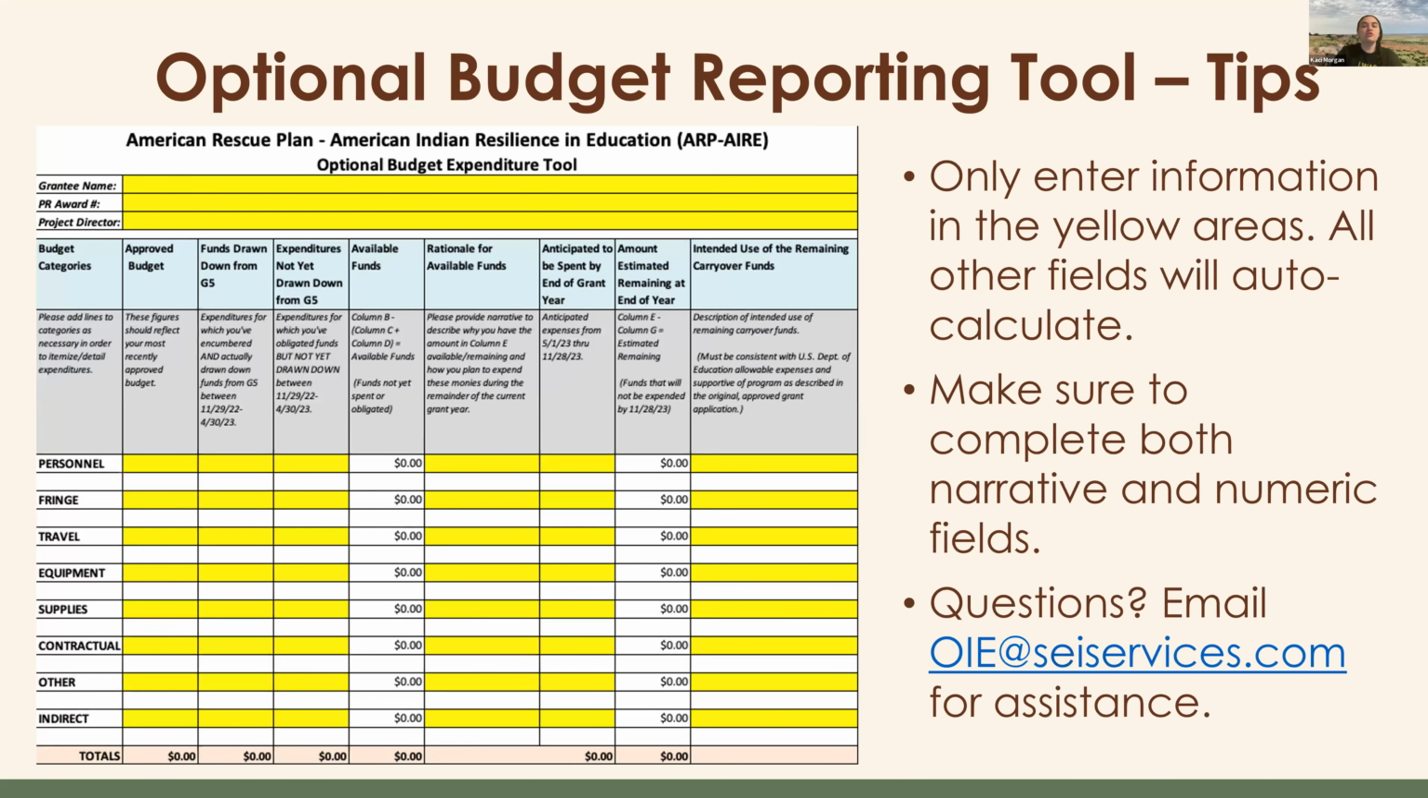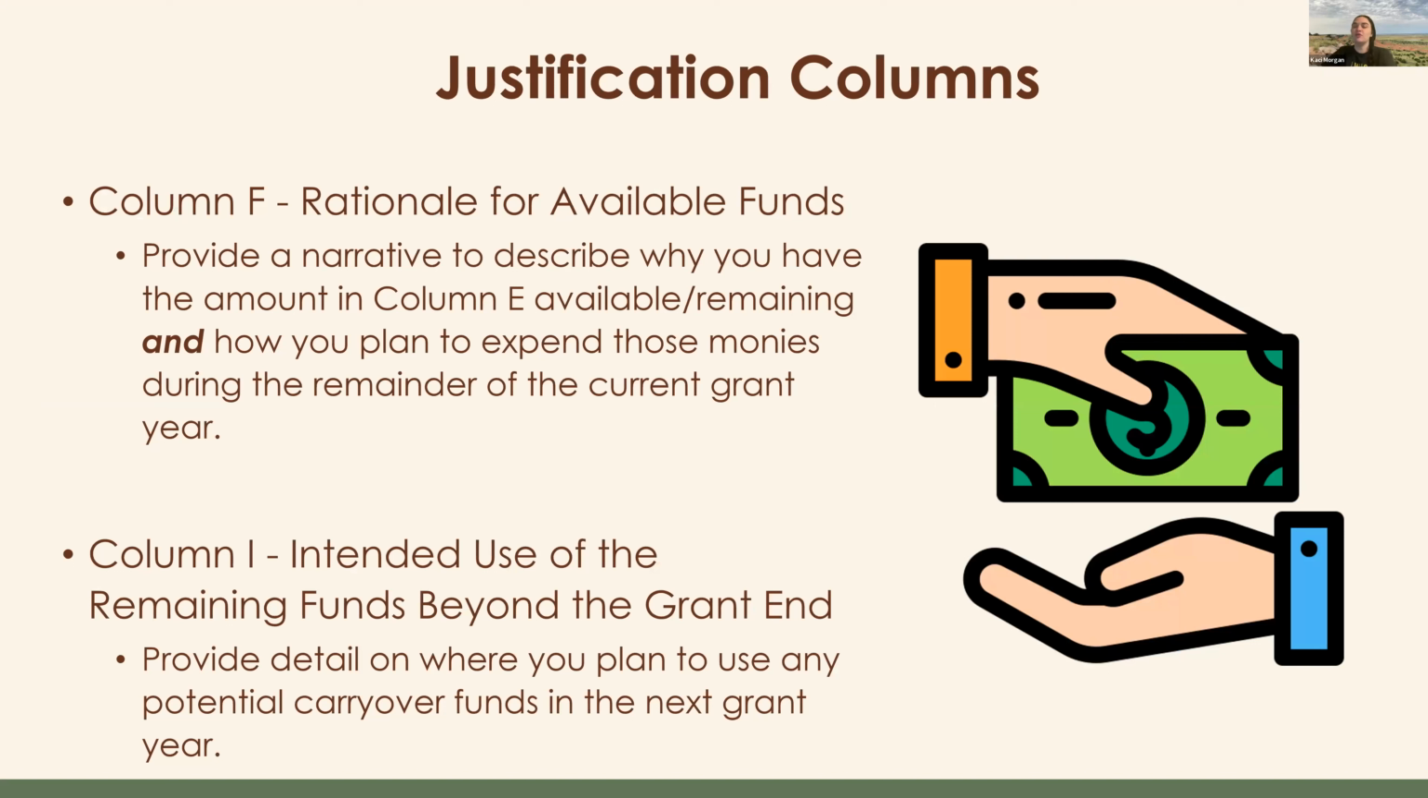When you're using this tool, you only fill out these yellow sections here that you see on the screen. All the other fields will auto-calculate. So they will be locked. Do not be alarmed. Do not try to unlock them. And you don't need to report on specific line items, just the overall categories themselves. So the personnel, fringe, travel, equipment, supplies, contractual, other, and indirect. And then you want to make sure that you complete both the narrative and numeric fields. If you need help with budgeting or filling out the budget form, we can always help you with that as part of coaching. In those justification columns, I'll show you an example of what that looks like after this.